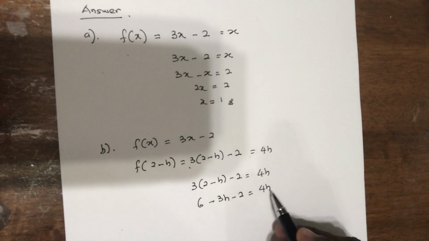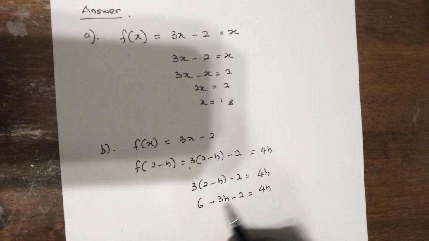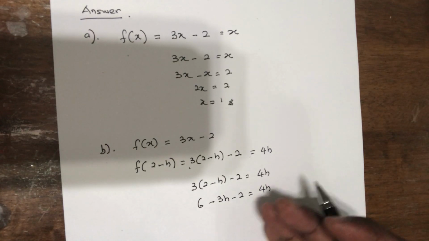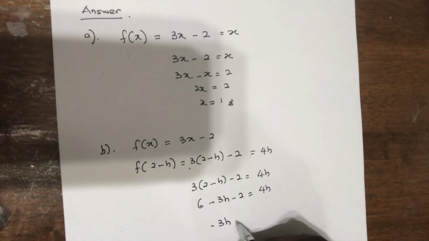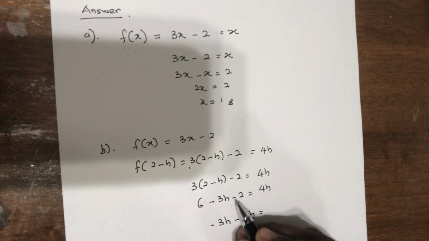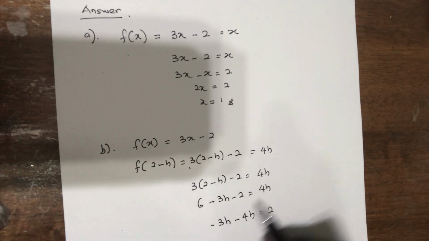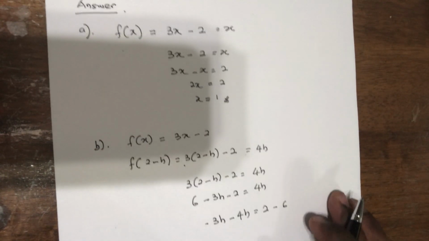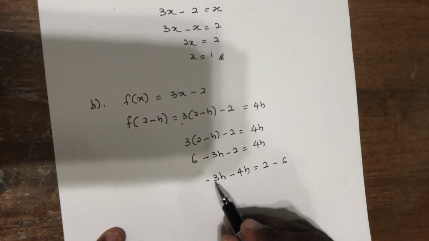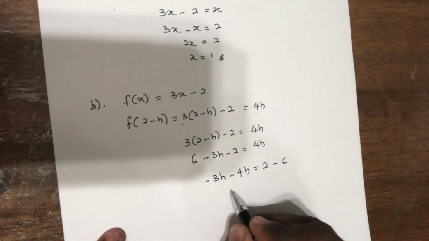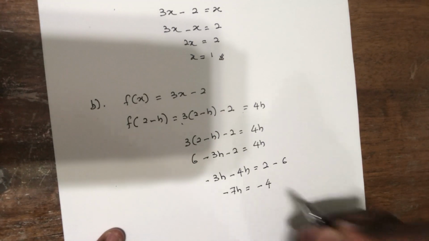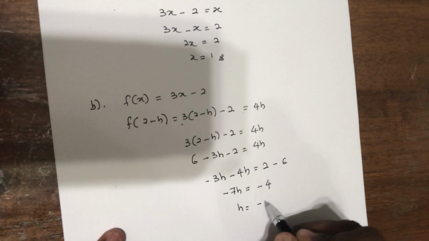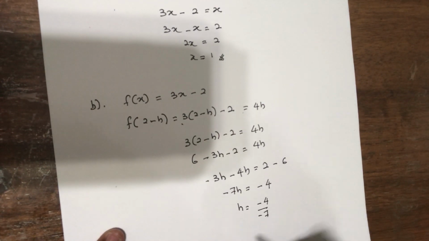Now we group up all the h on one side and all the numbers on one side. You always group up the alphabets on the left hand side. So here it will become minus 3h minus 4h equivalent to, here it becomes 2, and here positive 6 becomes minus 6. In this case, minus 3h minus 4h becomes minus 7h. 2 minus 6 becomes negative 4. So h is equivalent to negative 4 divided by negative 7, so h is equivalent to 4 over 7.